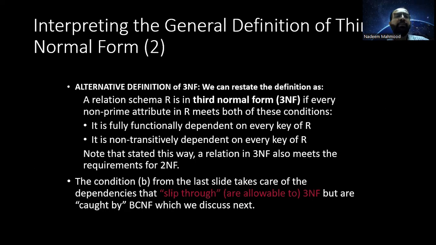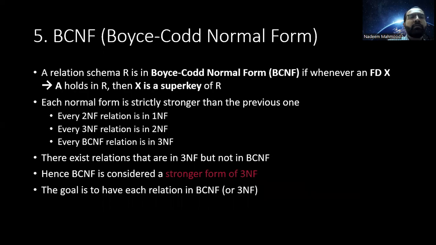So you can say that an alternative definition of third normal form is that we can create a relation schema R in third normal form if every non-prime attribute in R meets both of these conditions. It is fully functionally dependent on every key of R, and there is no transitive dependency on every key of R. So this is the basic concept of third normal form.